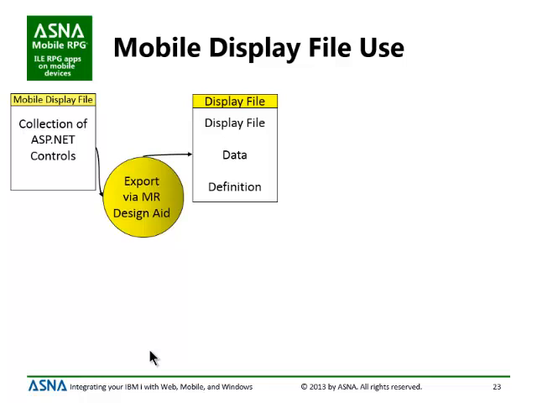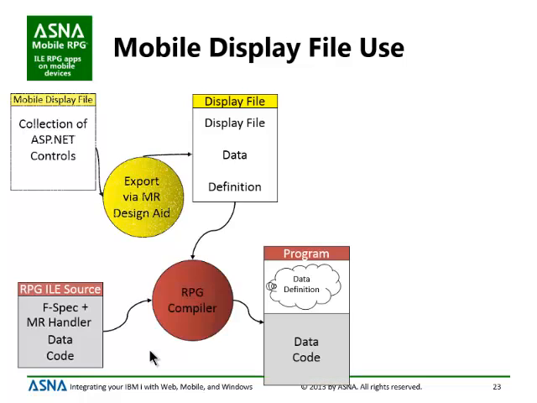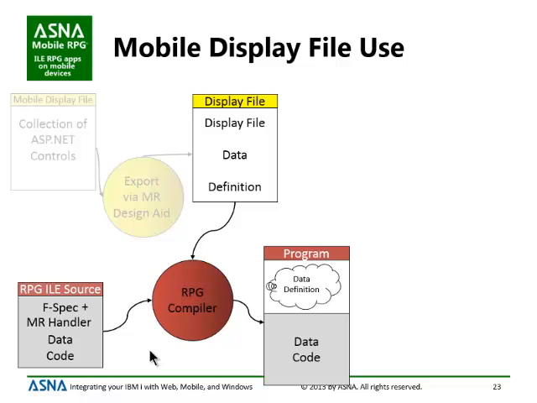Now let's take a look at how the mobile display file gets used. We see here that we've got the mobile display file on the left. That's the collection of ASP.NET controls. We saw some of those: the text box, the DDS char field, the DDS decimal field, the button. We took a very quick look at the DDS chart, things like that. After we create that mobile UI, we export it to a traditional display file on the IBM i. And then at compile time, we create ILE RPG source. We write the source that works against that traditional display file.